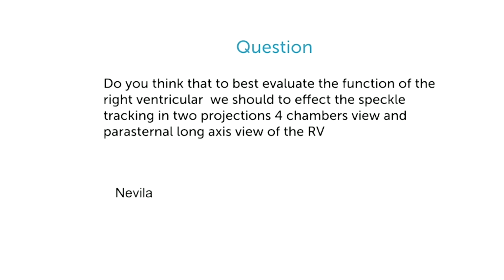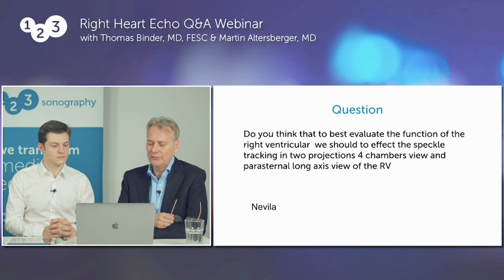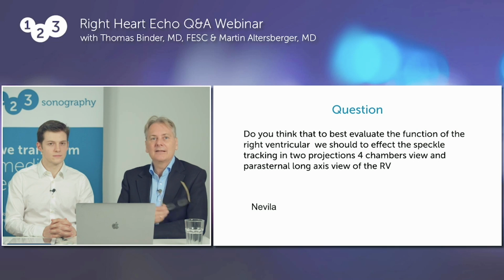There was one question from Neville, I believe. Do you think the best way to evaluate the function of the right ventricle is to use speckle tracking in two projections, the four-chamber view and the parasternal long axis view of the right ventricle? Well, as I just mentioned, yes, you should use several views, but I don't think that the parasternal long axis view is the view that you should use.